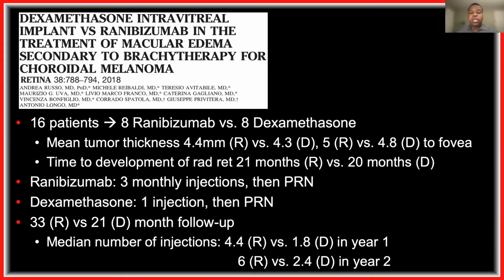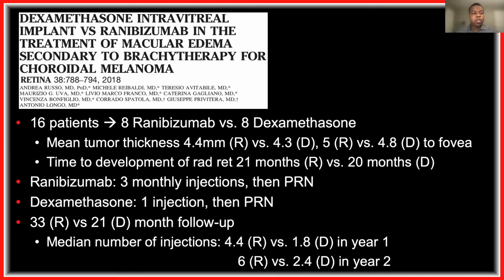So tumor thickness and distance to the fovea were pretty similar. Time to development of radiation retinopathy between the groups were also similar. And the treatment algorithm for ranibizumab was 3 monthly injections followed by PRN dosing. And the Ozurdex implant was a single injection, with PRN dosing afterwards.